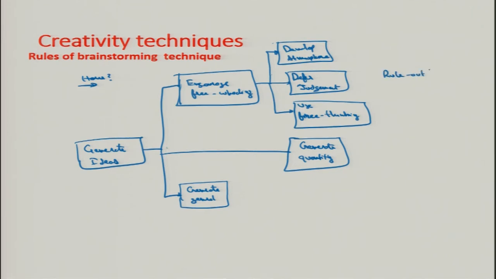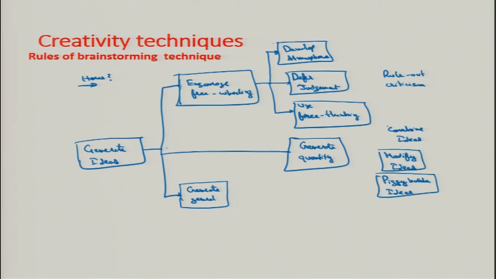we rule out. How do we do this? We rule out criticism. Then we combine the ideas. Then we modify ideas. Then we sometimes piggyback or pick someone else's ideas. Then different techniques can be used, similar techniques. Like brainstorming, different techniques can be used. So this is something that comes from here.